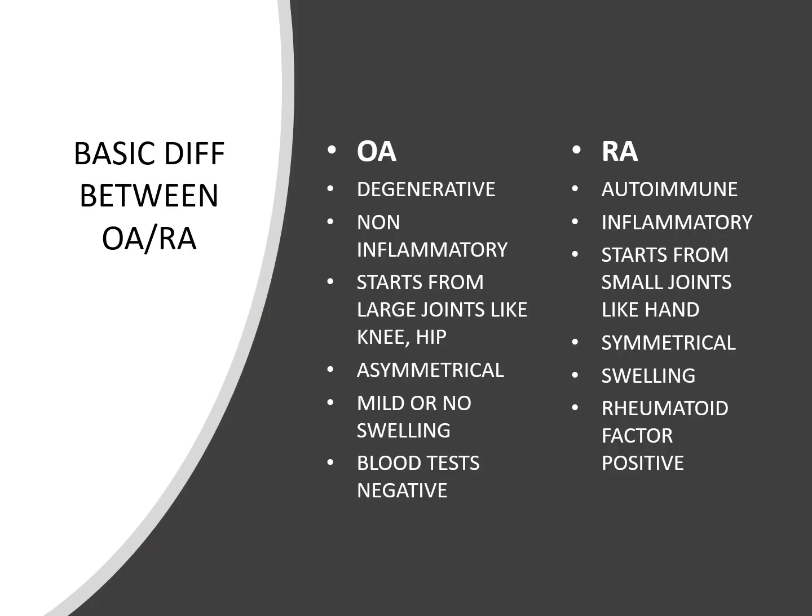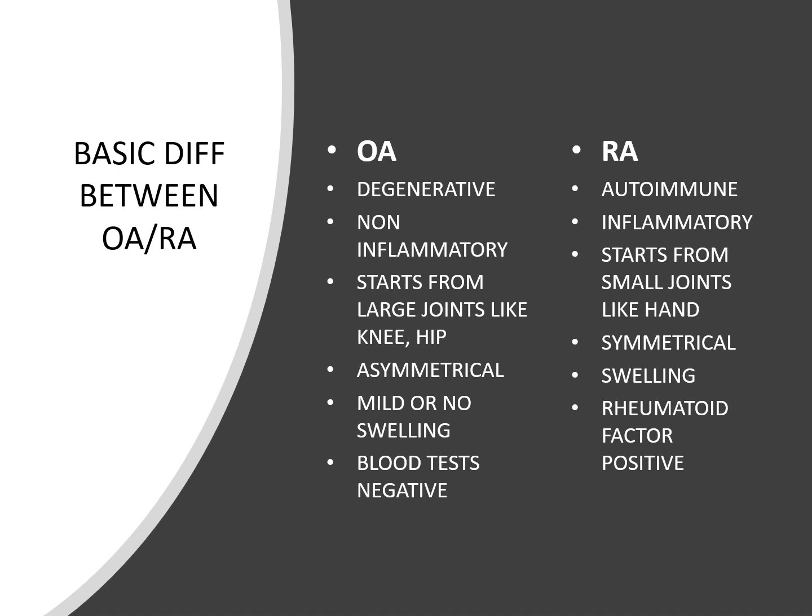So I hope you have understood how to diagnose an osteoarthritic case. Now there is a basic difference between OA and RA we all must remember. OA is strictly a degenerative condition. RA is an autoimmune disorder. OA is non-inflammatory. It has no signs of inflammation. RA is an inflammatory condition. That means it has warmth, it has swelling. OA on the other side does not have warmth or swelling.